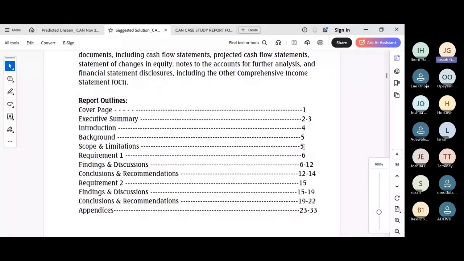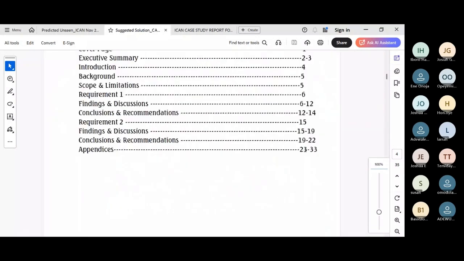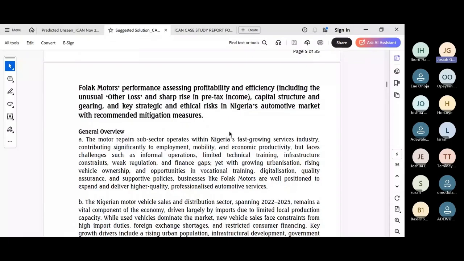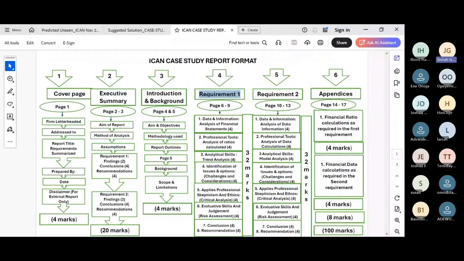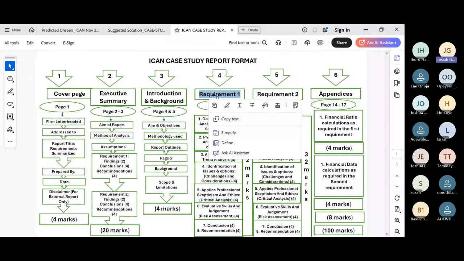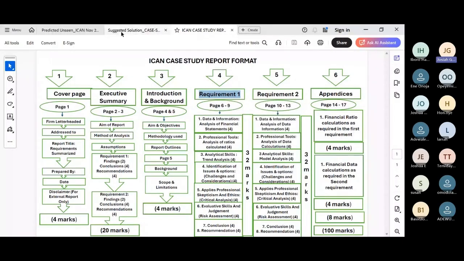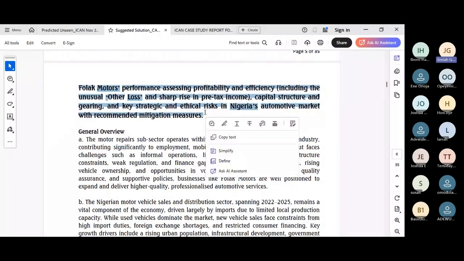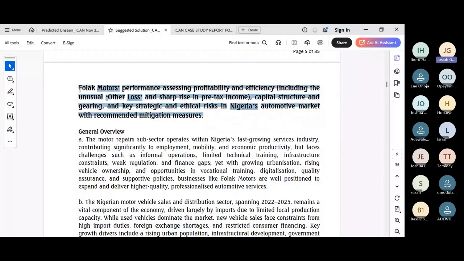All right, so requirement 1, your header. Don't forget this, our format we are following. Requirement 1 should not state requirement 1 or financial statement analysis or whatever it is. Please state the requirement verbatim, but in summary form. So I said Folak Motors performance, assessing profitability and efficiency, including. I summarized it; it's not everything I copied here. You can just say an evaluation of the performance of Folak Motors looking at profitability. Whatever it is, just do something summary to provide your thoughts on this.